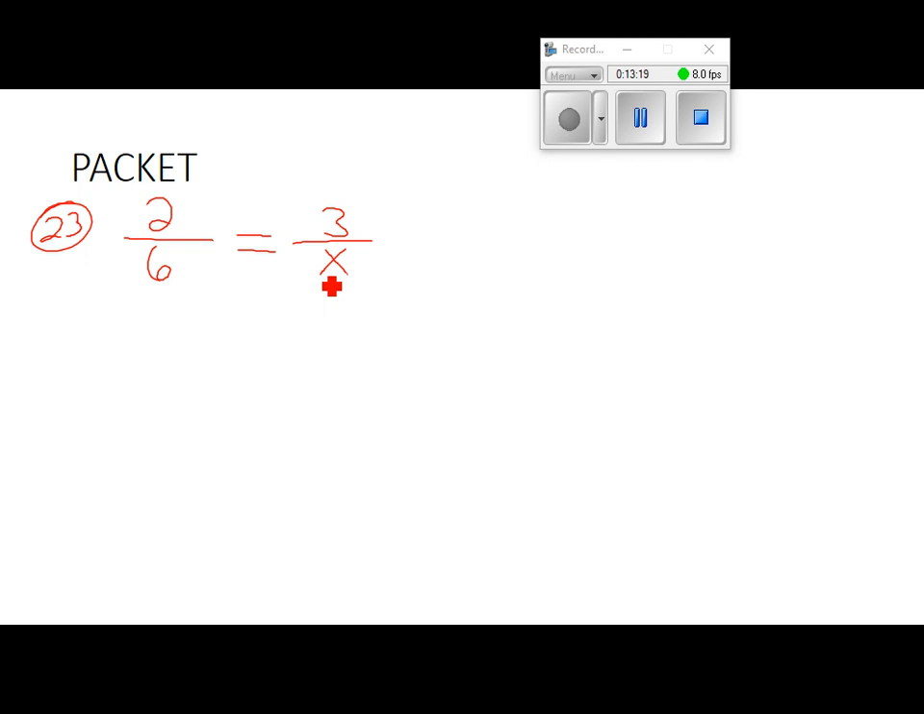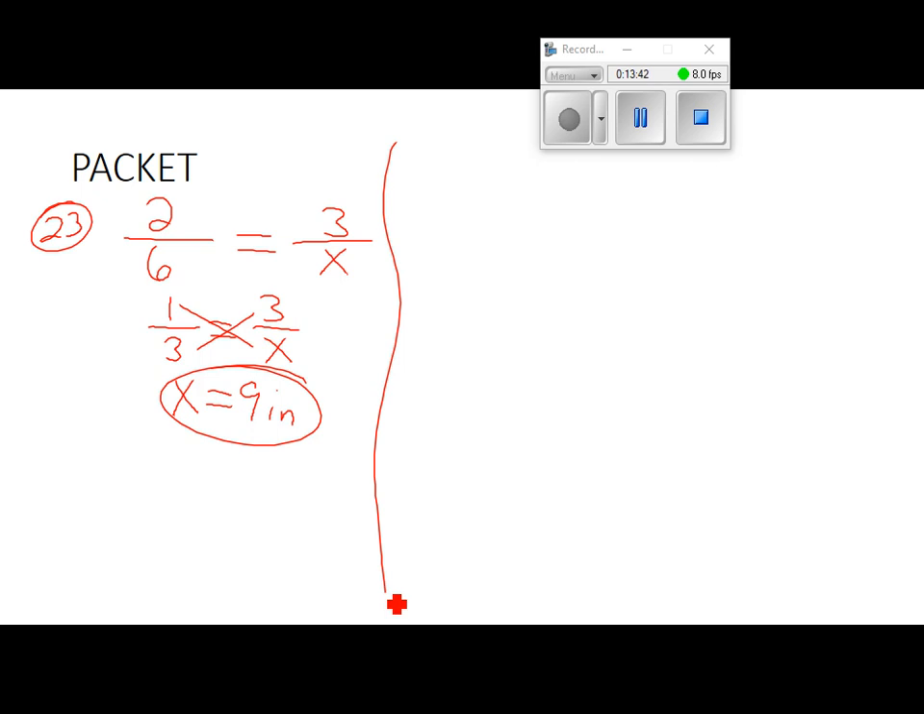If you want 2 on this one, might be easier. Will 2/6 reduce? Sometimes if you want to reduce those down to make everything easier on you, then you can. What's 1 times X give you? X. 3 times 3? 9. Did they give us any units on this one? Inches. Next one.